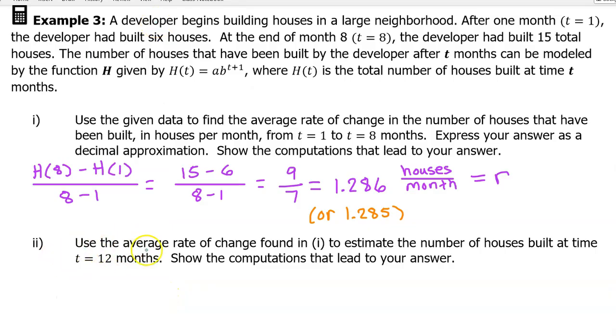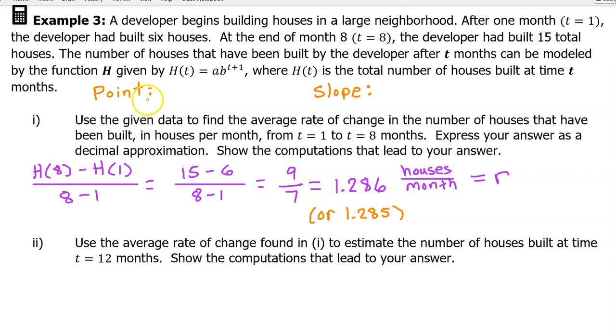Part 2. Use the average rate of change found in Part 1 to estimate the number of houses built at time t equals 12 months. Show the computations that lead to your answer. When they say use the average rate of change to estimate some value, they want you to find the equation of the secant line and use that equation to estimate the value. To write the equation of the secant line, we will use point-slope form. So we're going to need a point and the slope.